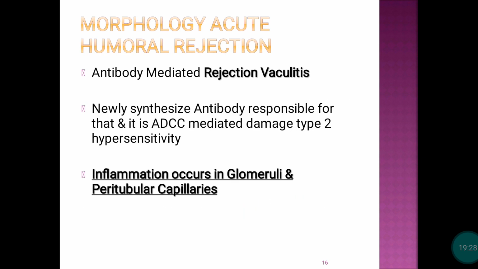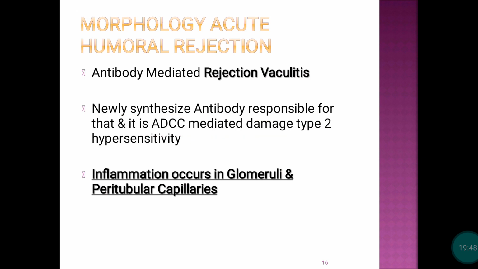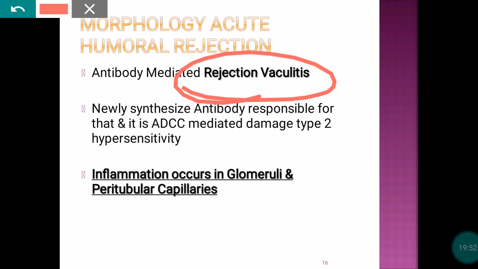Now morphology of acute humoral rejection. Here, what happened? There will be newly formed antibody. The antibody is not pre-formed. If it is already present then it is the hyperacute one. Here the newly synthesized antibody is responsible for the rejection through antibody-dependent cell-mediated cytotoxicity that we have already discussed. It is called rejection vasculitis.